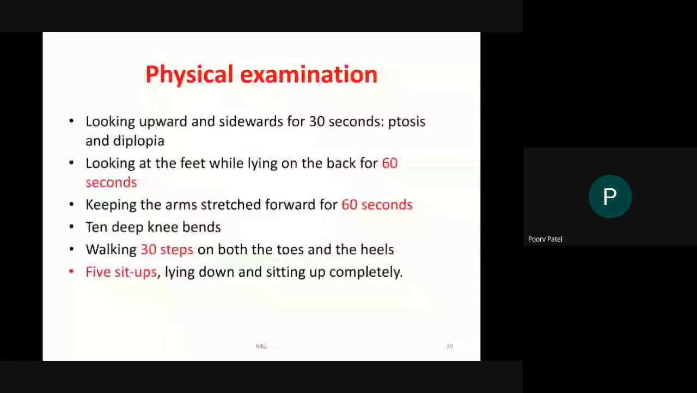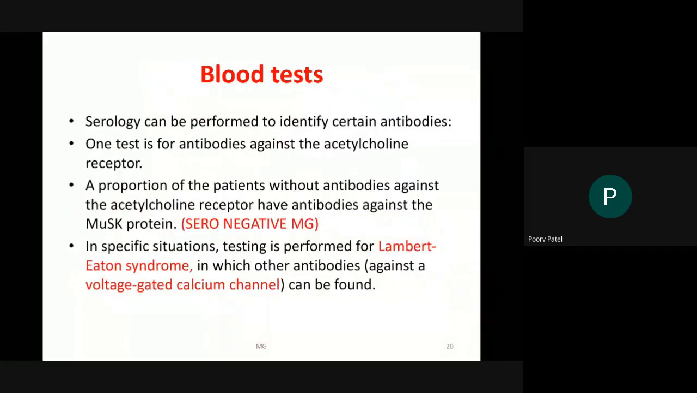And again, when we do the same thing, the patient will feel fatigue again, because the patient has less acetylcholine in the synapse, or we can say receptors are decreased. We can also confirm the same by blood test. Serology can be performed, specifically MuSK protein antibodies.